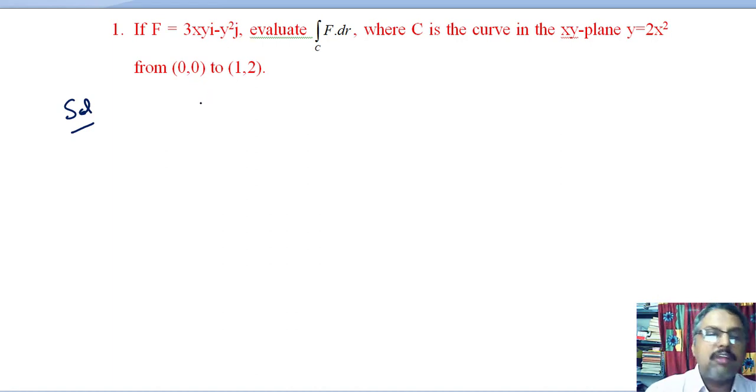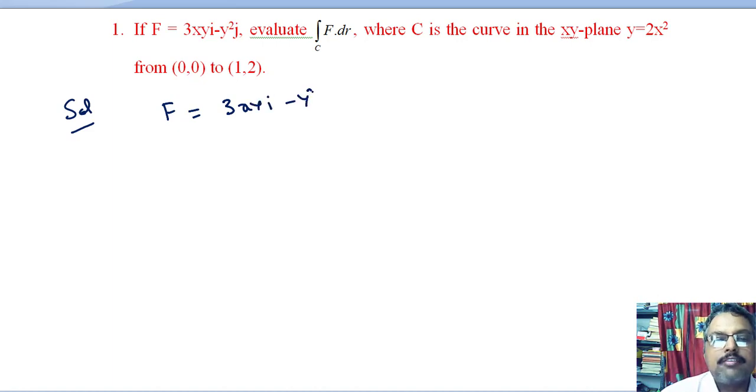If f equals 3xy i minus y square j, evaluate the integral of f dot dr along the curve C, where C is a curve in the xy plane. Only in the xy plane, no z component is included. What is the curve here? y equals 2x square.